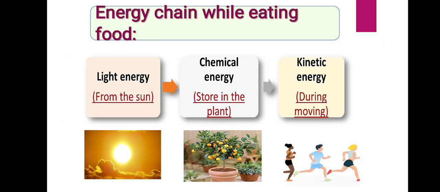When you eat the food, you can take energy. This energy helps you to move, to work, to play, to study. So when you eat the food, you can move and work. So the chemical energy will change into kinetic energy during moving. So one more time, the energy chain always starts with the sun. The sun gives me light energy. The plants take this light energy and change it into chemical energy. The chemical energy will change into kinetic energy when you eat the food and start to move.